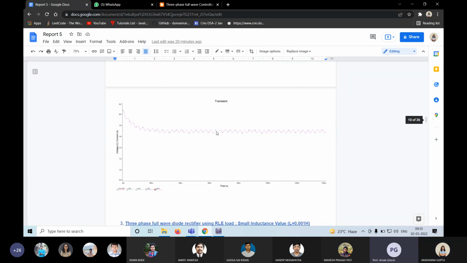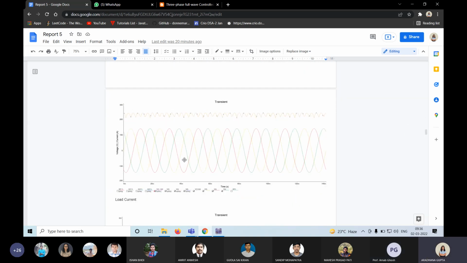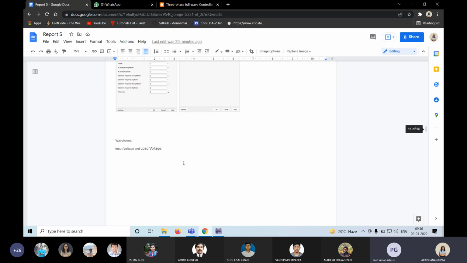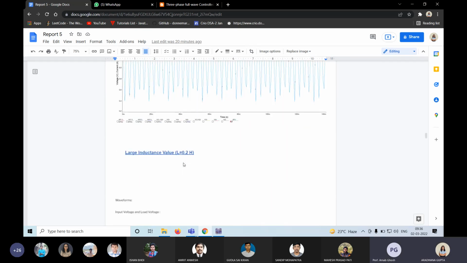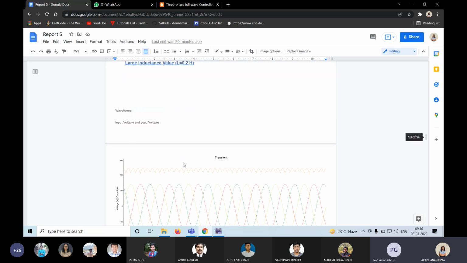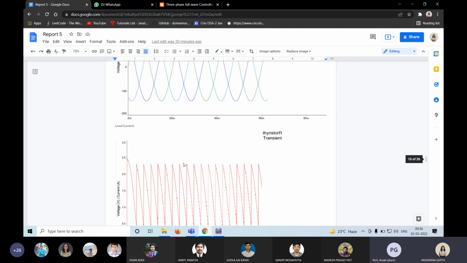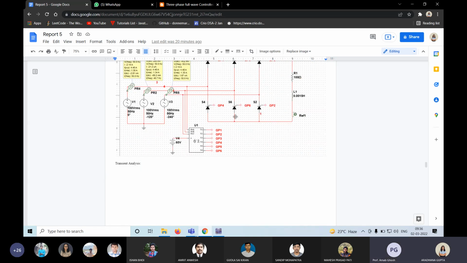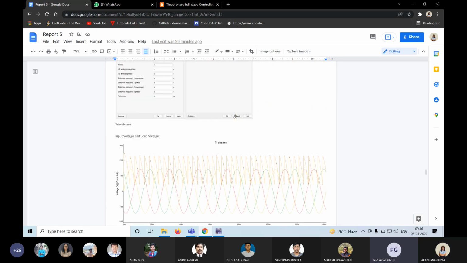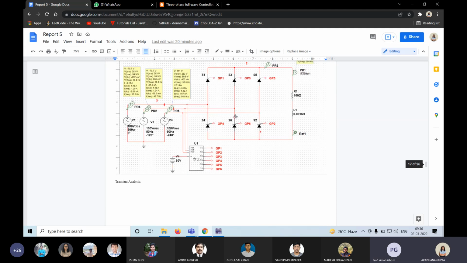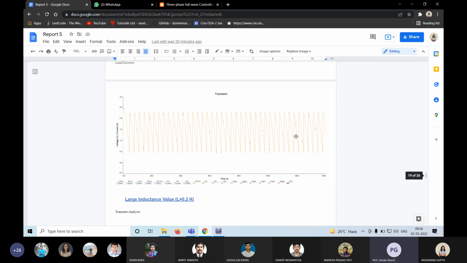And the respective waveform, that is the graph. Yes sir, the graphs I have taken. No, this is the waveform. I told you to prepare the graph from the observation table. That I have not done. Waveform I have taken. But this is for thyristor with R load, thyristor with RL load. Did you change the firing angle? No sir, firing angle no. I have just changed the inductance, smaller inductance and larger inductance.